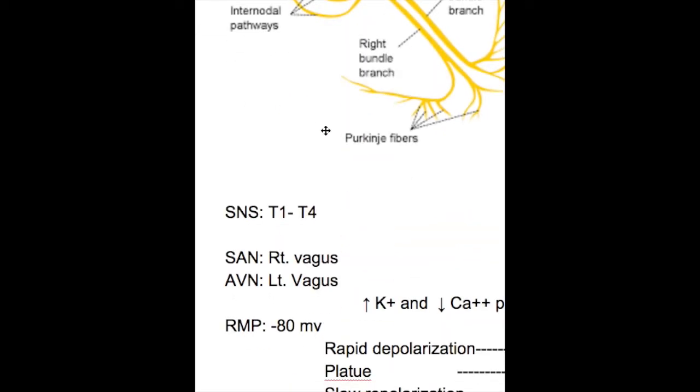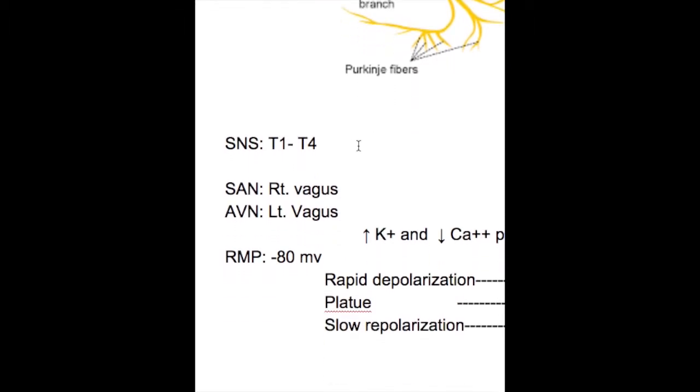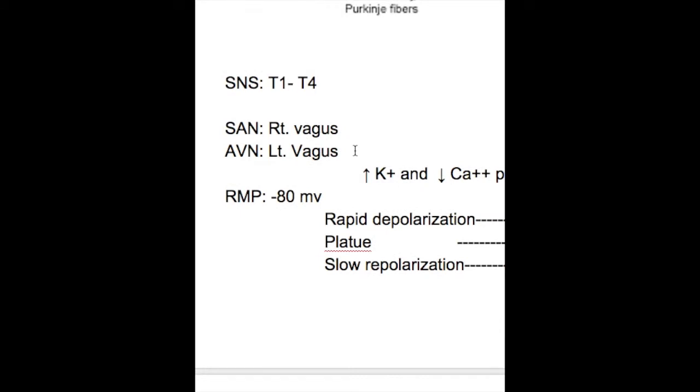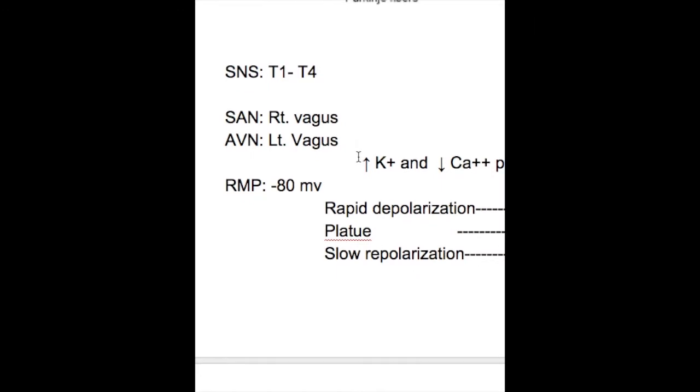What is the nerve supply to the SA node? It is supplied by the sympathetic nerves from T1 to T4, and the parasympathetic supply for the SA node is from the right vagus, and for the AV node is from the left vagus. Why? Because the SA node develops from the right side of the body and the AV node develops from the left side of the body.